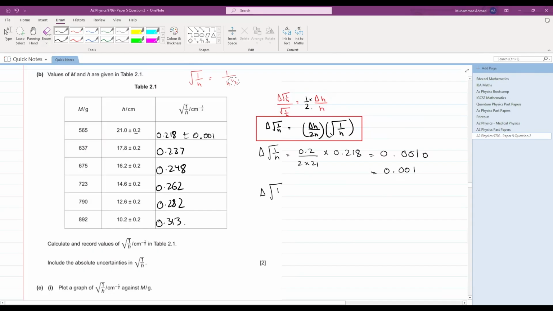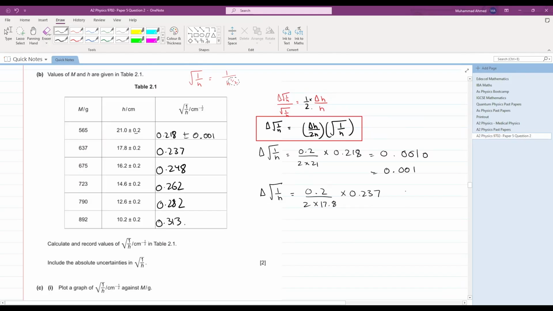Let's calculate it for the second row. Absolute uncertainty in 1 over h is equal to what? 0.2 divided by 2 into 17.8, into 0.237. Let's change the values a bit. I have just created a fraction in the calculator and I'm just changing the values. That's the reason why I am able to do this so quickly.